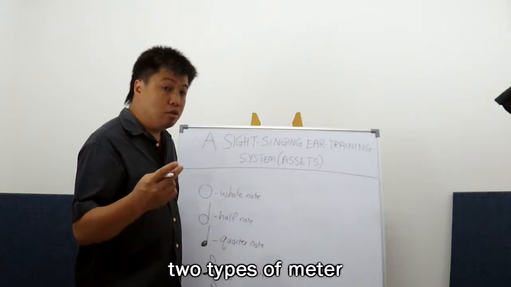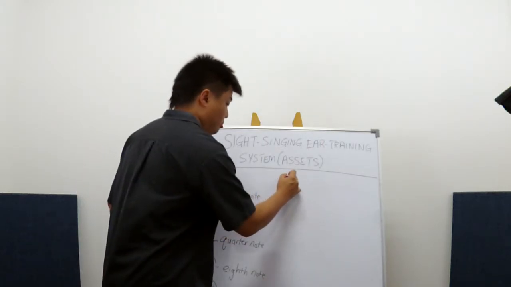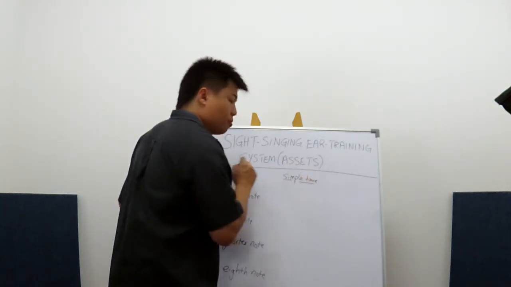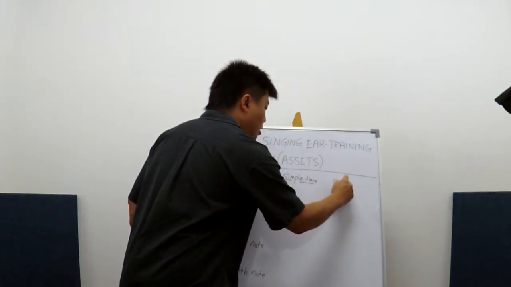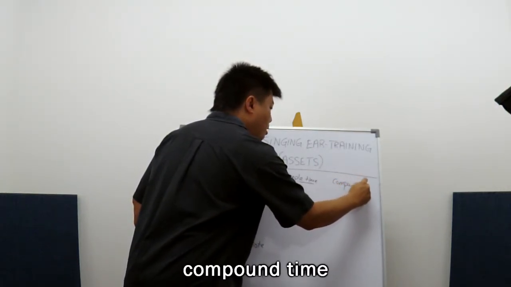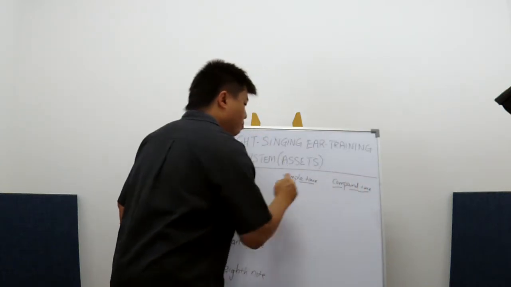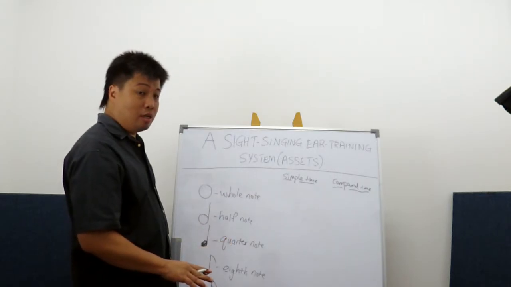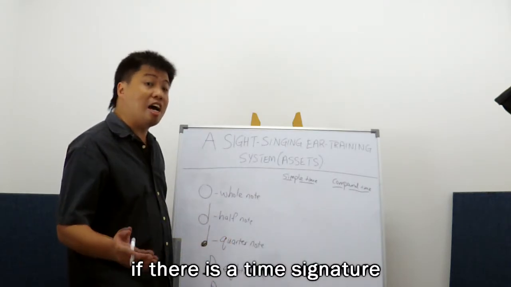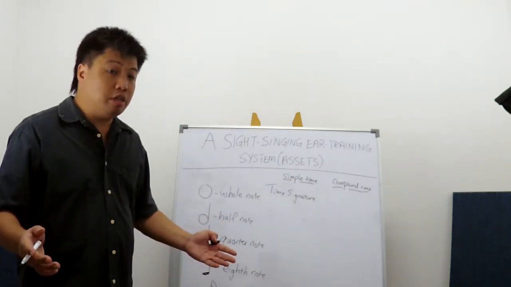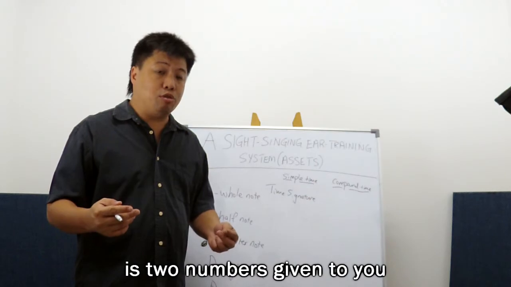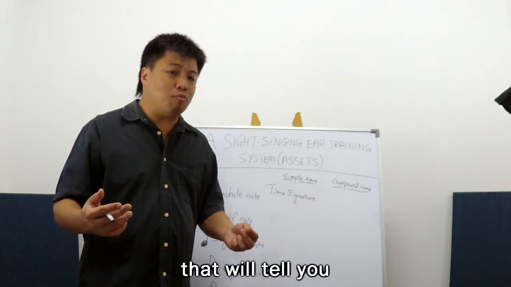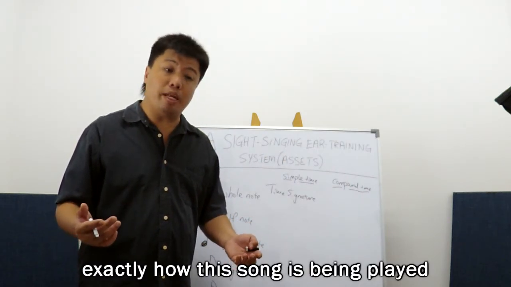Music has two types of meter. We have simple time as well as compound time. Rhythm on its own can only be dictated if there is a time signature. A time signature is two numbers given to you, and these two numbers actually have certain information that will tell you exactly how this song is being played.